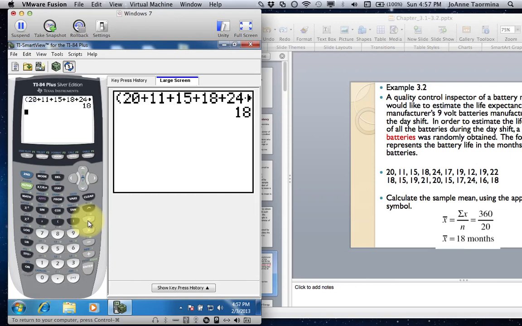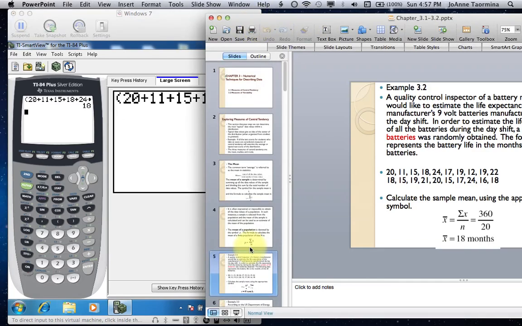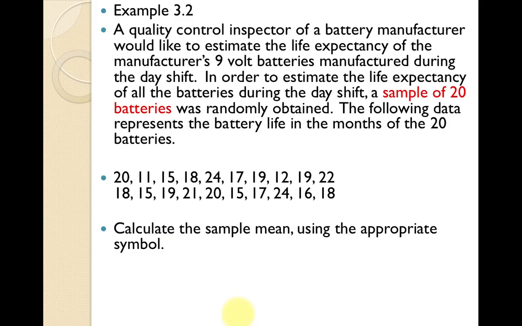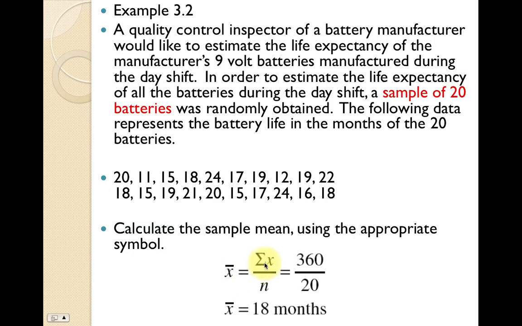Enter. And the answer here is 18. So going back to the PowerPoint presentation, x bar, which is the mean of the sample, is the sum of all data values, x, divided by the total number of data values in the sample, n. If you add them all up, you'll see it was 360 divided by 20. It's okay, we just did it in one step on our calculator. It's okay to do this in one step, and we got the same answer, 18 months. So x bar is 18 months.